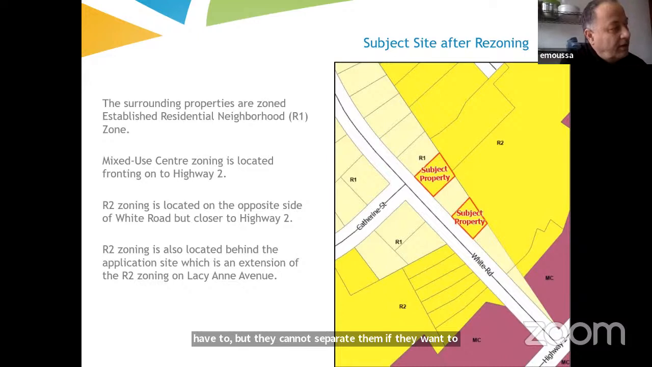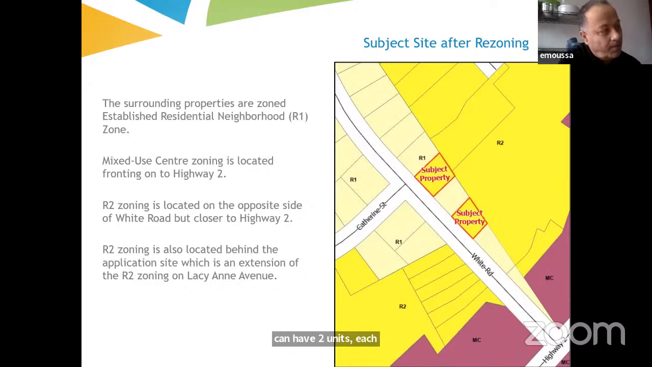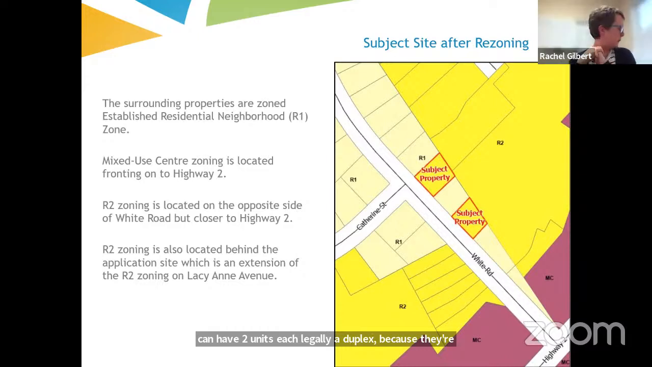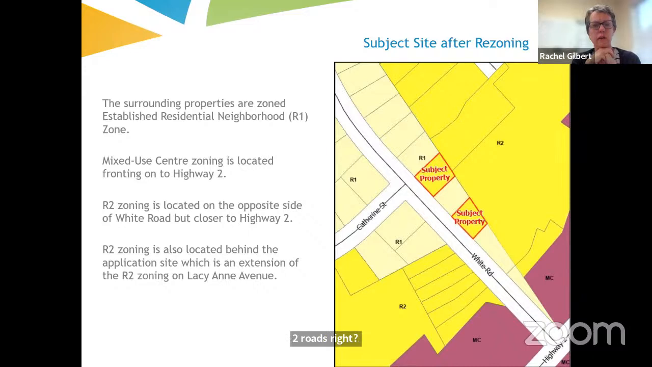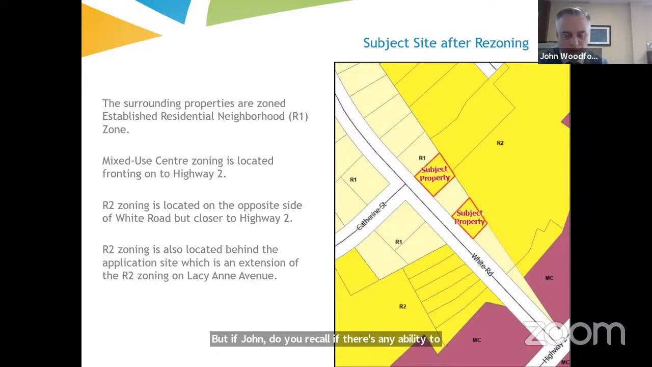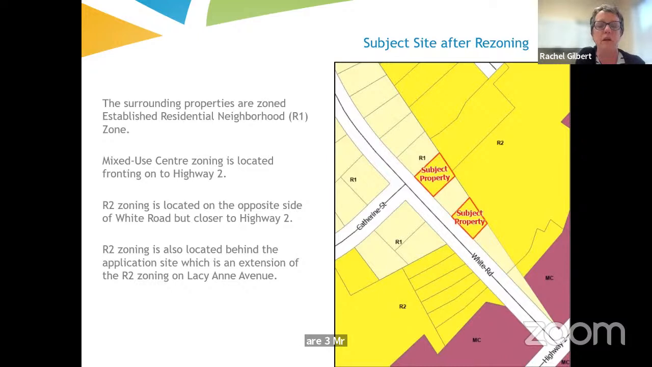And across the street, those lots on Catherine Street, they can have 2 units each legally, a duplex, because they're on 2 roads, right? I'd have to check the regulations on corner lots. John, do you recall if there's any ability to build more than one unit if it's on a corner lot? Through you, Mr. Chair, there is in the R2 zone, not in the R1 zone.